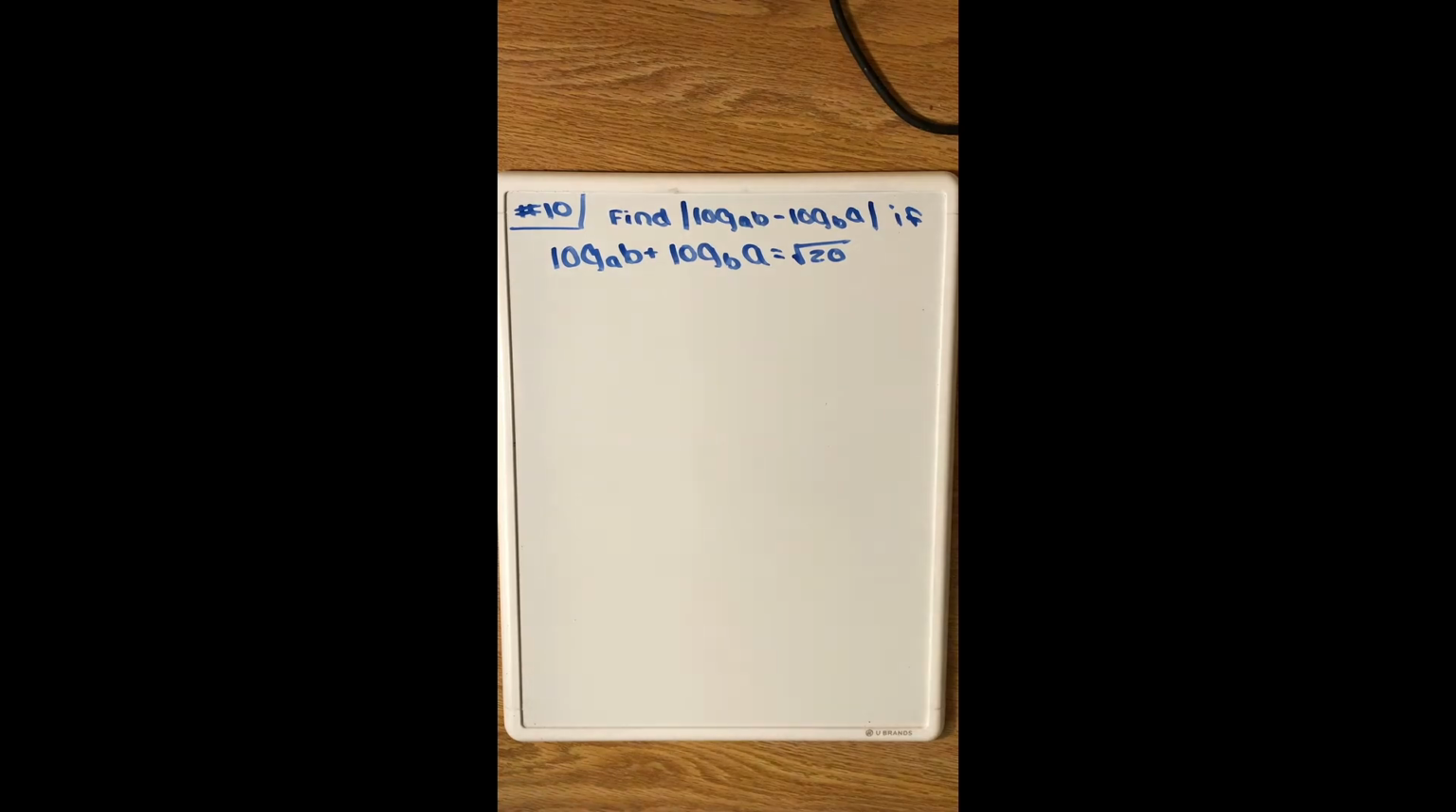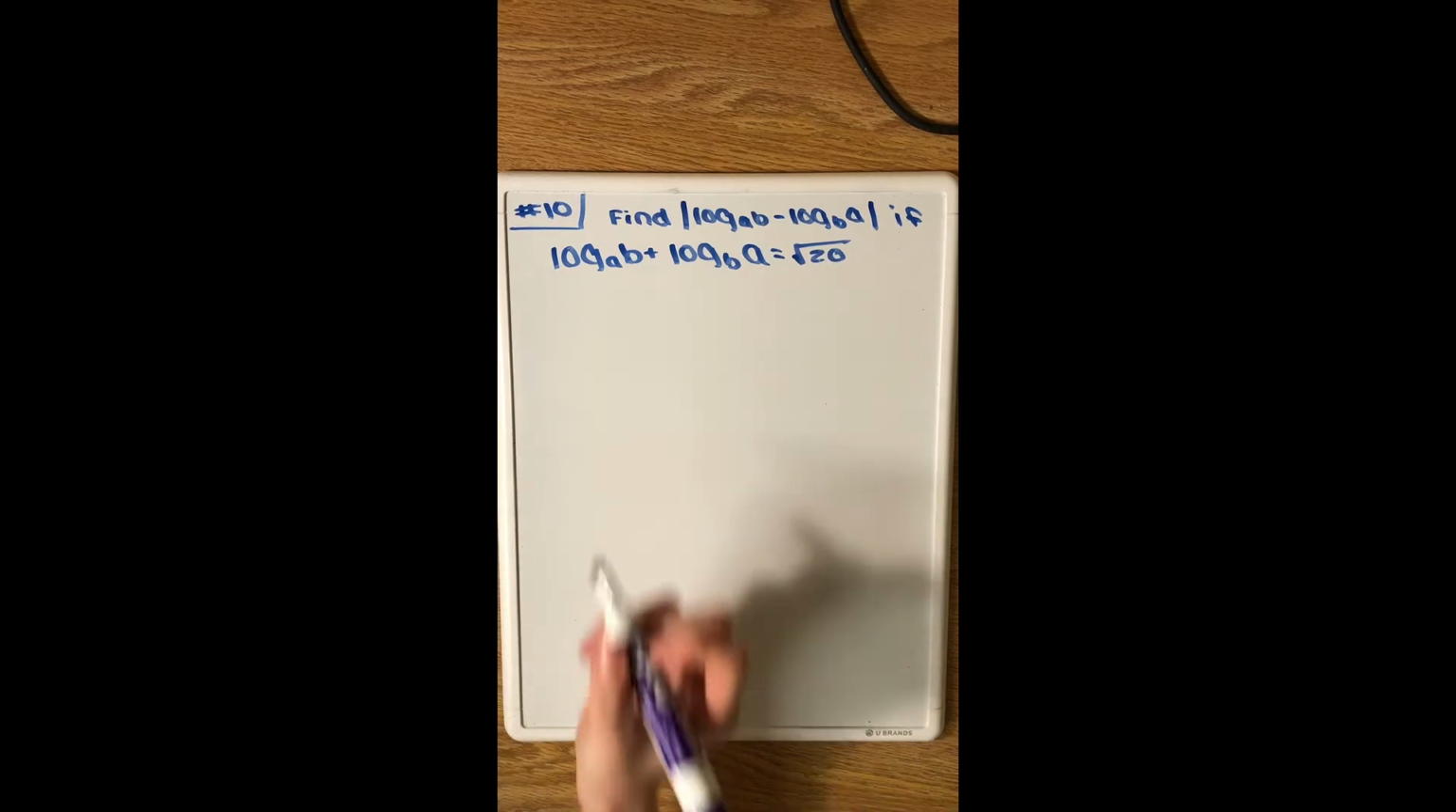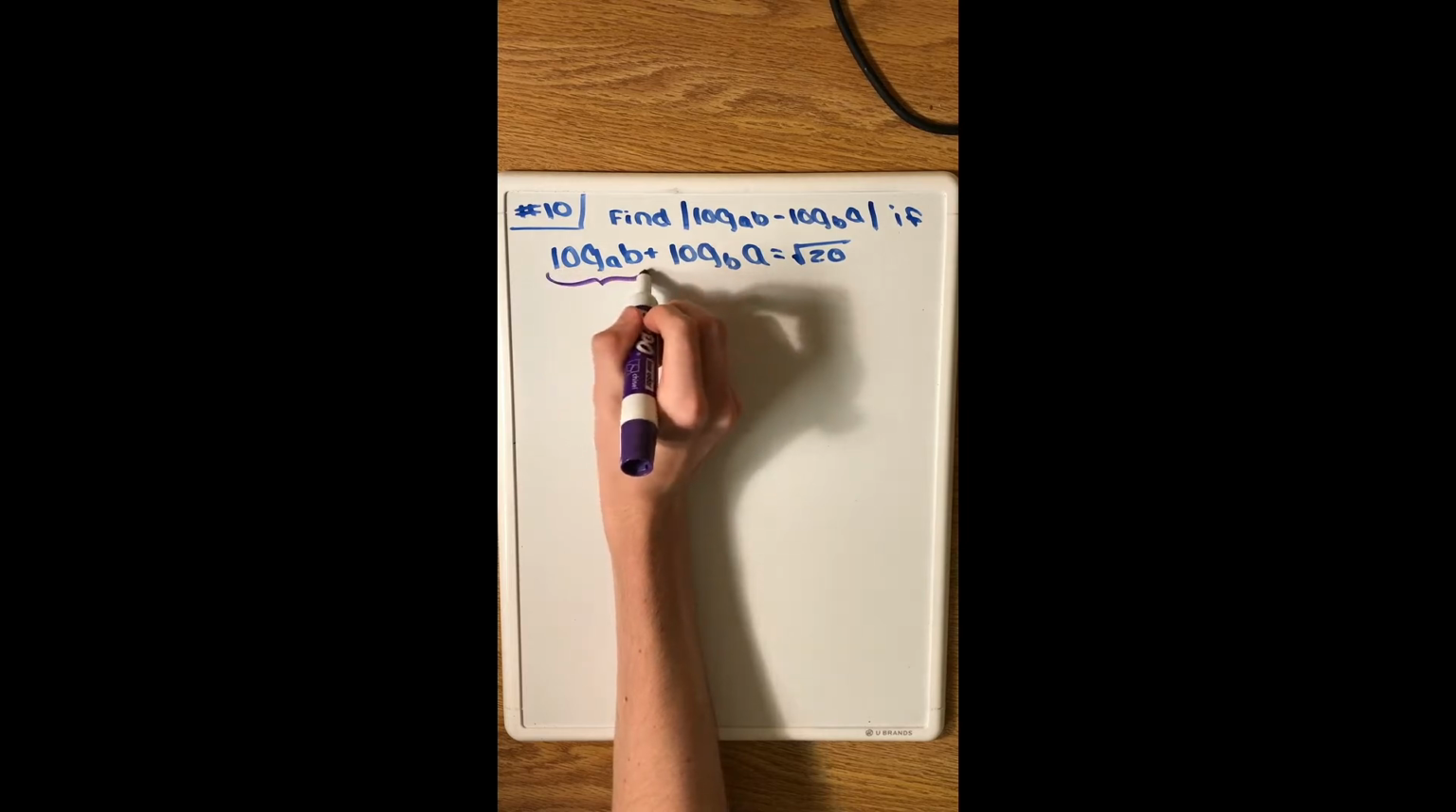I had number 10 on problem set 5, and it said find the absolute value of log a of b minus log b of a if log a of b plus log b of a is equal to radical 20. So what I'm going to start by doing is assigning variables to this.